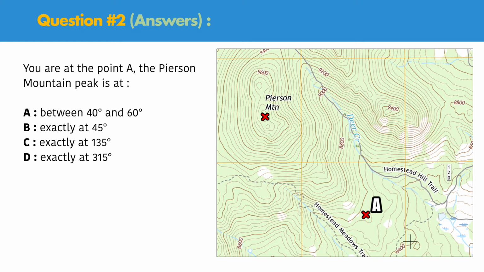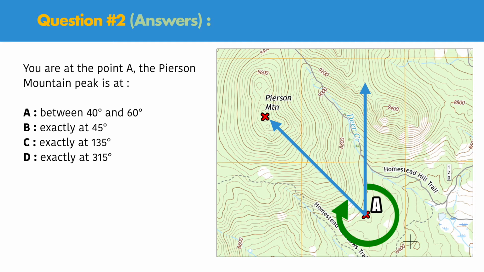For question number 2, if you are at point A, the Pearson mountain peak is at: A, between 40 degrees and 60 degrees; B, exactly at 45 degrees; C, exactly at 135 degrees; D, exactly at 315 degrees. In this question, I wanted you to remember that we always measure a bearing clockwise. So even if the short angle between point A and point B is anti-clockwise, we measure it clockwise. And when you go this way, you will find that from point A to point B, it's a bearing of 315 degrees.